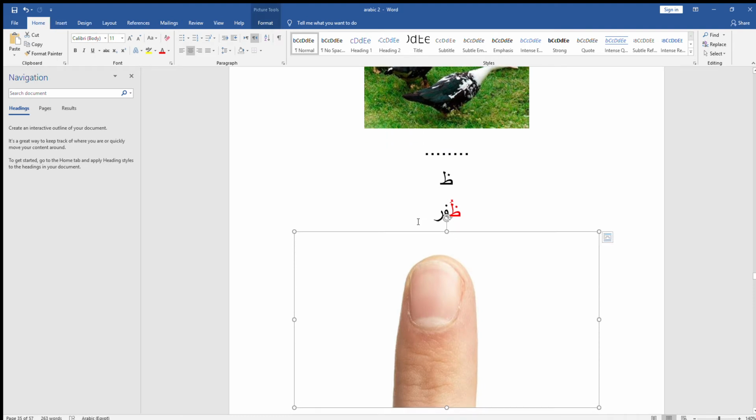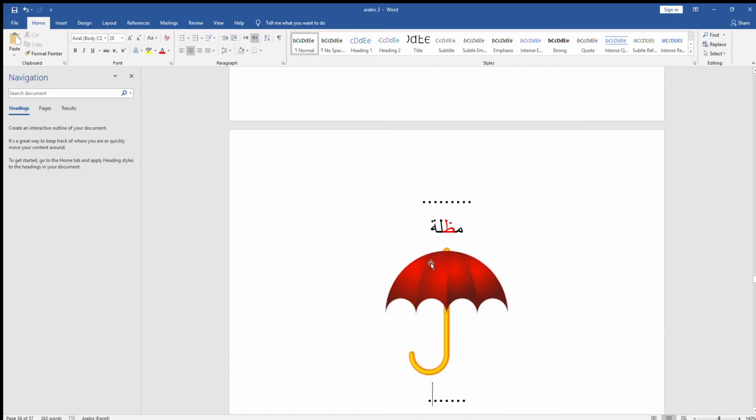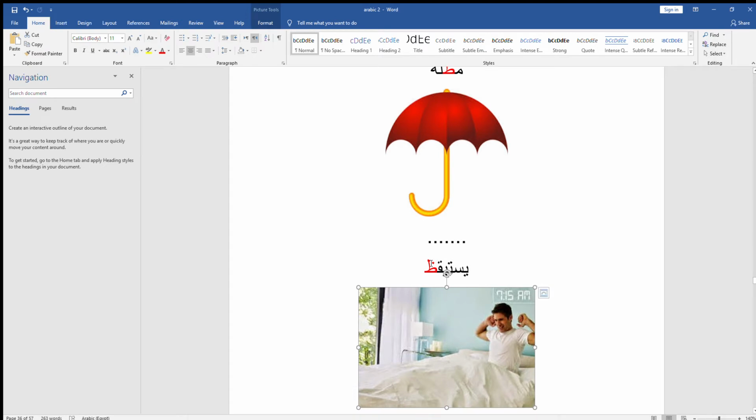Okay. ظاء at the beginning of word ظفر. This is ظفر. مظلة, ظاء between two letters like مظلة. We call it in daily talking شمسية. You can say مظلة, you can say شمسية. يستيقظ is a verb. Waking up. Okay, ظاء at the end of the word يستيقظ.